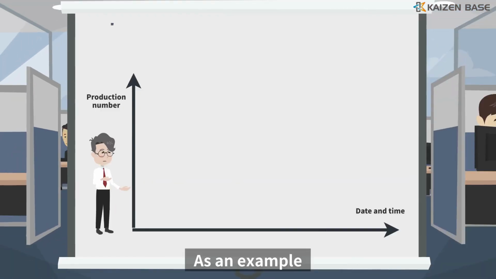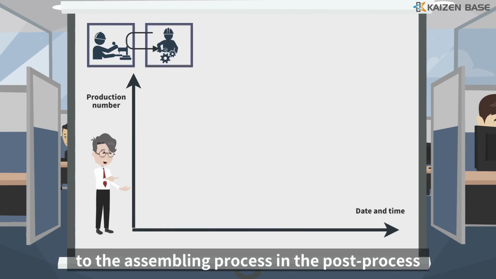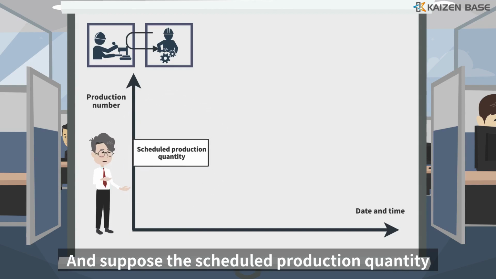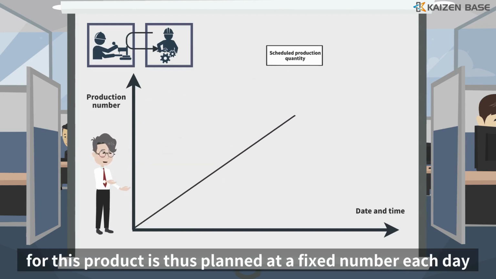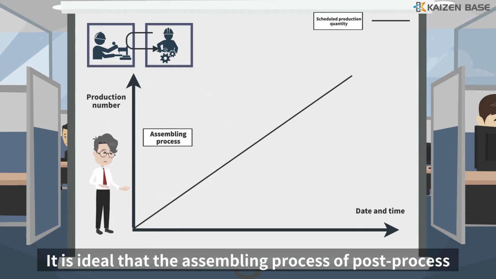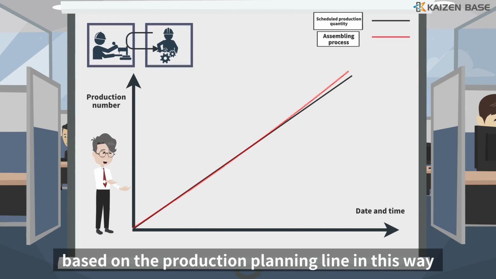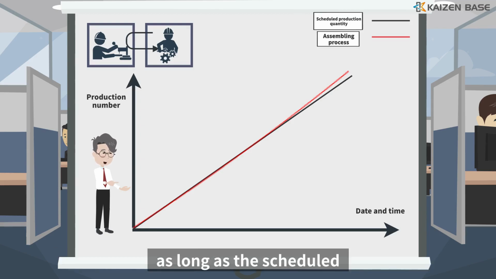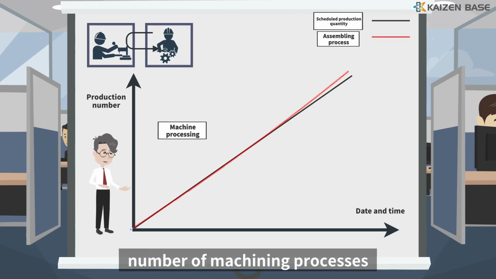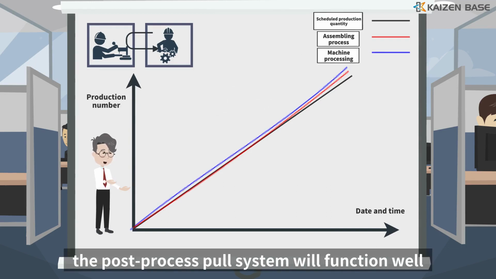As an example, let's assume that the machine parts are the products to be supplied to the assembling process in the post-process. And suppose the scheduled production quantity for this product is planned at a fixed number each day. It is ideal that the assembling process of post-process is actually progressing based on the production planning line in this way. In this case, as long as the scheduled number of machining processes of the pre-process is properly completed, the post-process pull system will function well.